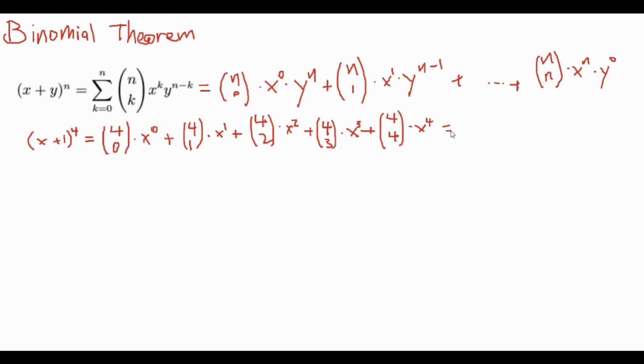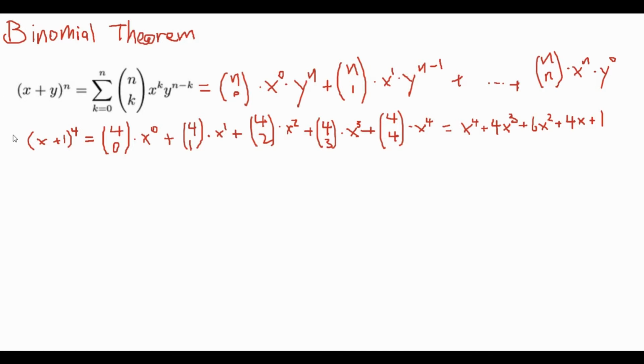And this simplifies as, well, 4 choose 4 is 1, so x^4, plus 4 choose 3 is 4 times x^3, plus 4 choose 2 is 6x^2, plus 4 choose 1 is 4 again, 4x, and 4 choose 0 is 1. So now we know that (x + 1)^4 is equal to x^4 + 4x^3 + 6x^2 + 4x + 1.